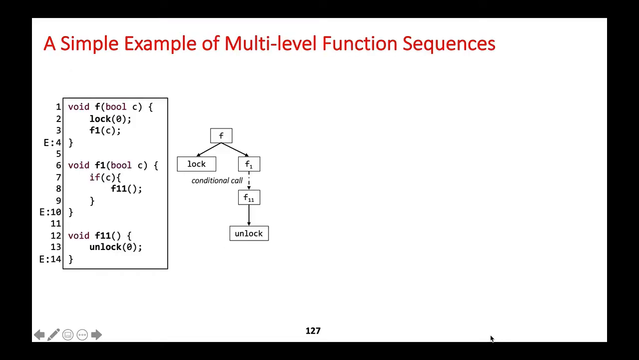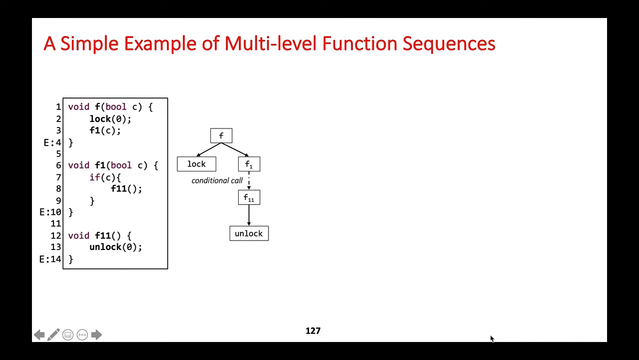Now let's illustrate the multi-level function sequences using this example. It's a simple example. It includes a nested function call to unlock from F to F1, from F1 to F11, and from F11 to unlock. It's a three-level nested call to unlock from F.